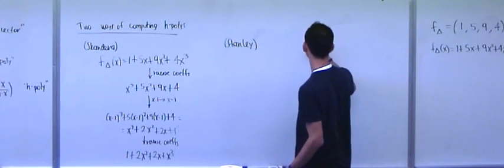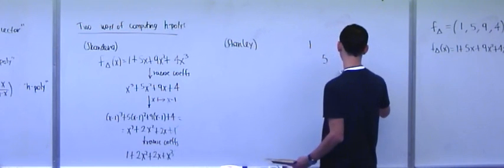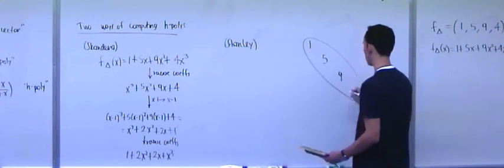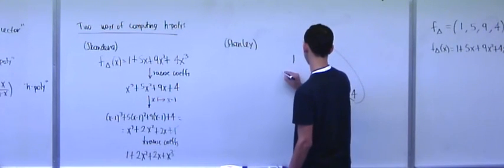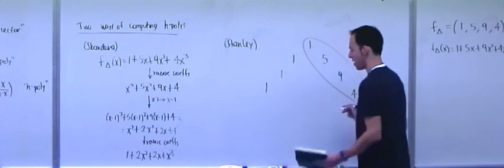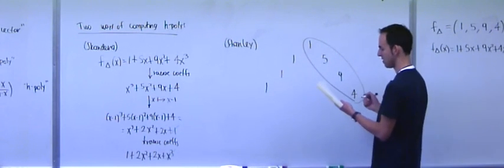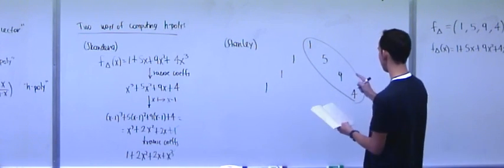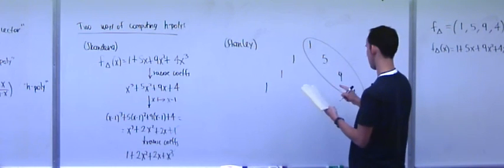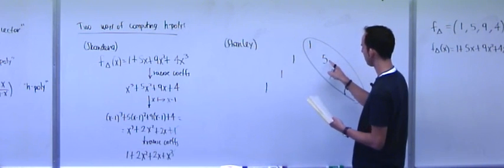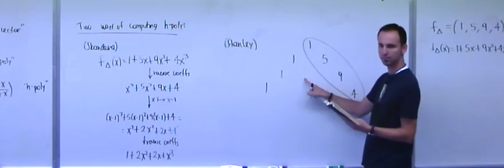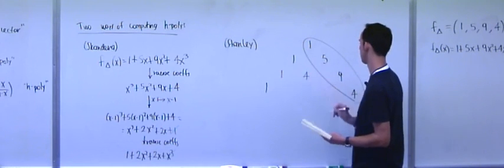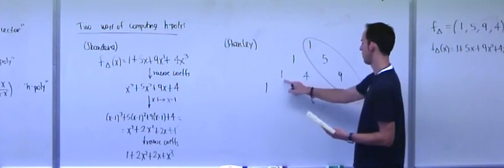Stanley's trick says the following. Write your f vector like this. Okay, this is the f vector, and you're going to do kind of a Pascal's triangle. But the rule is not the same. The rule is that you're going to take this guy minus this guy and put it here. Okay. So 5 minus 1 is 4. 9 minus 4 is 5. 4 minus 1 is 3.